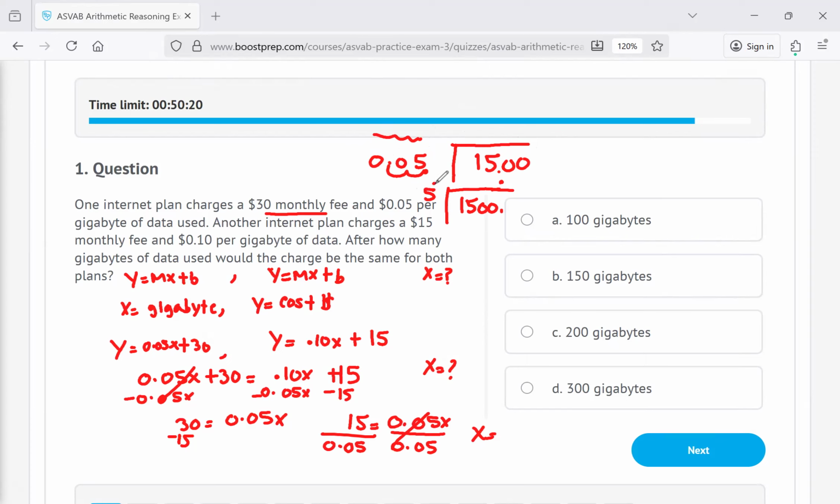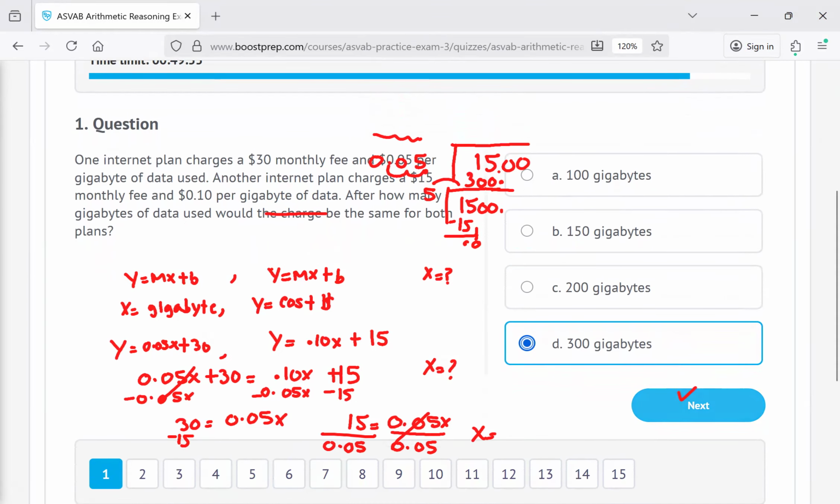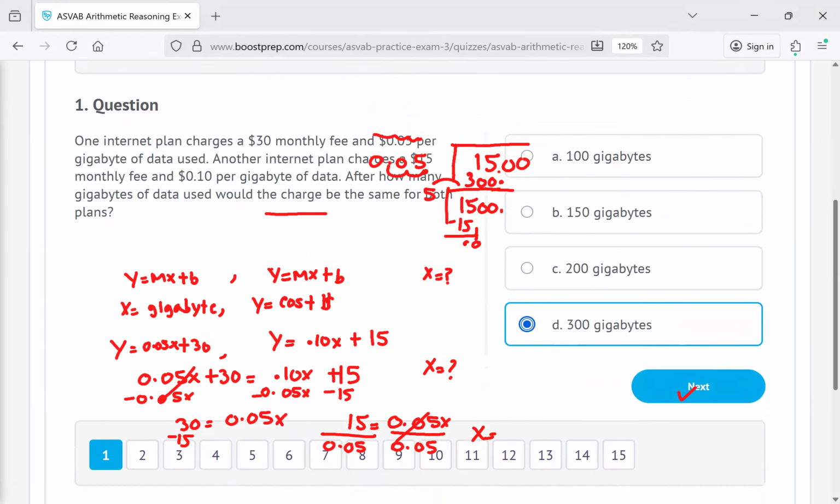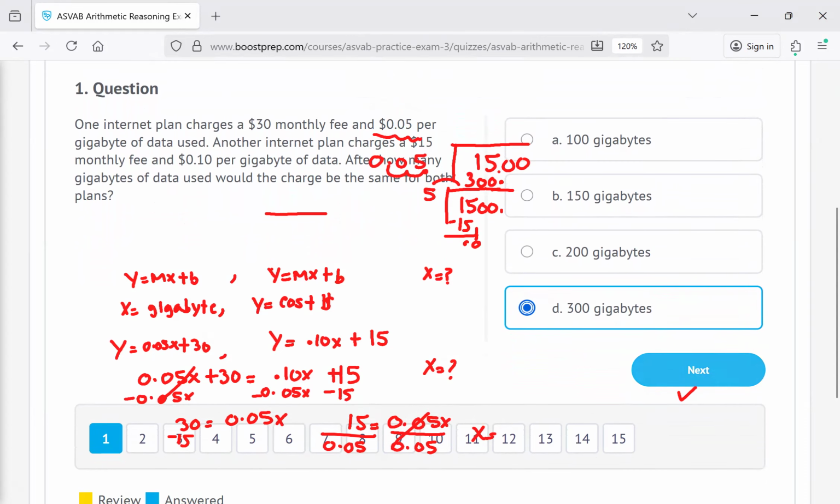Now we can do the algebra. How many times does 5 go into 15? 3. Bring down the 0, and then bring down the extra 0, so that's 300. So the answer is D. Okay, so that is D.